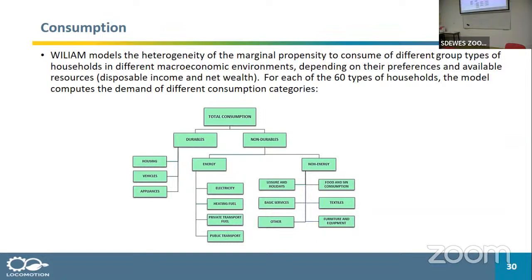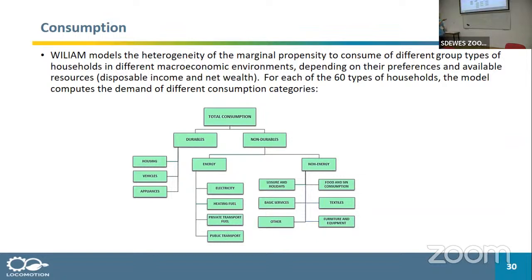Vehicles are linked to the energy model and transportation model, and appliances too. For non-durables, you have non-durables energy and non-durables non-energy. The energy is linked to the bottom-up energy models for electricity, heating fuel, private transportation and fuel, and public transportation. And then you have the demand for non-energy categories.